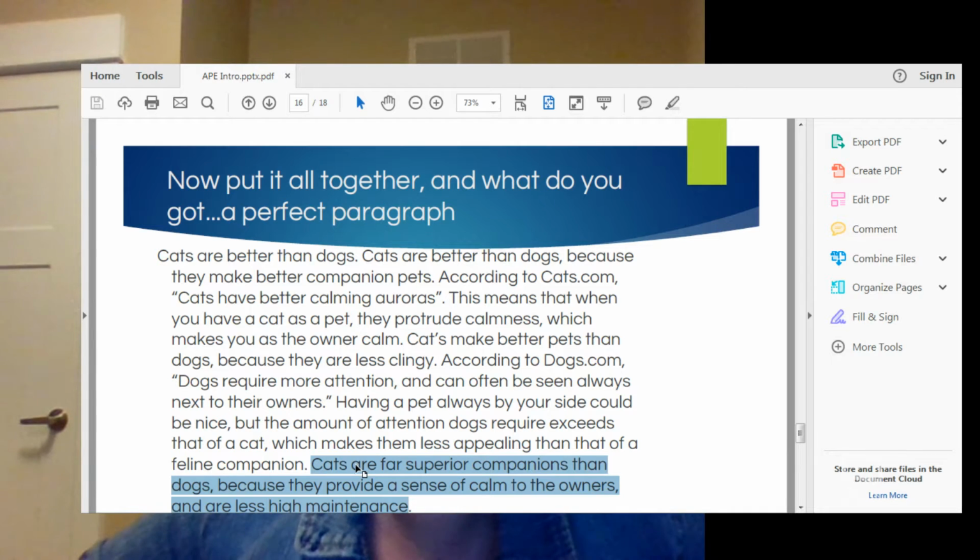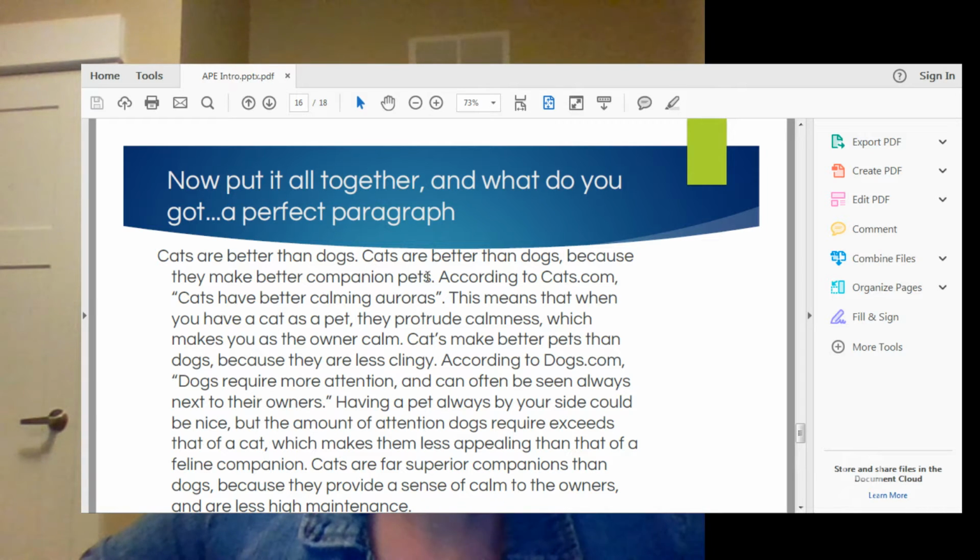Okay, here's our concluding sentence. Cats are far superior companions than dogs because they provide a sense of calm to the owners and are less high maintenance. Okay, the sense of calm, we just talked about that with the calming auras. That's always going to be number one. And number two, it's less high maintenance. That was our second assertion. This is going to go at the bottom. Why? Order and flow.